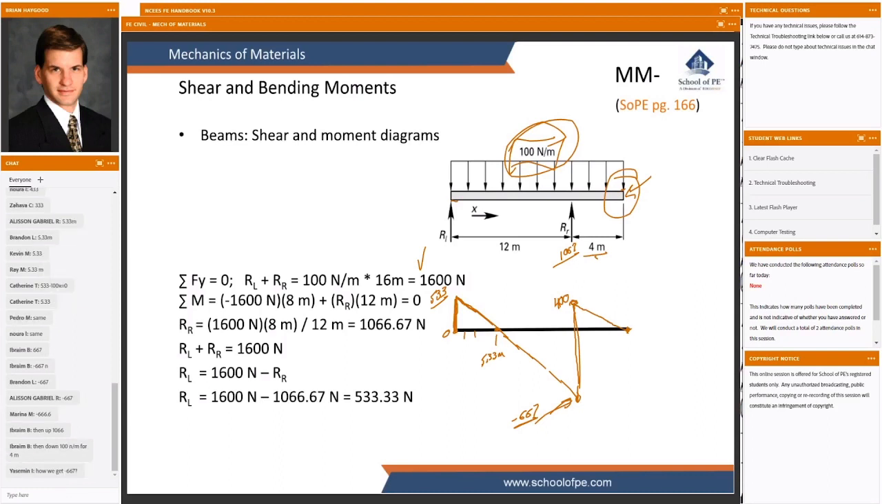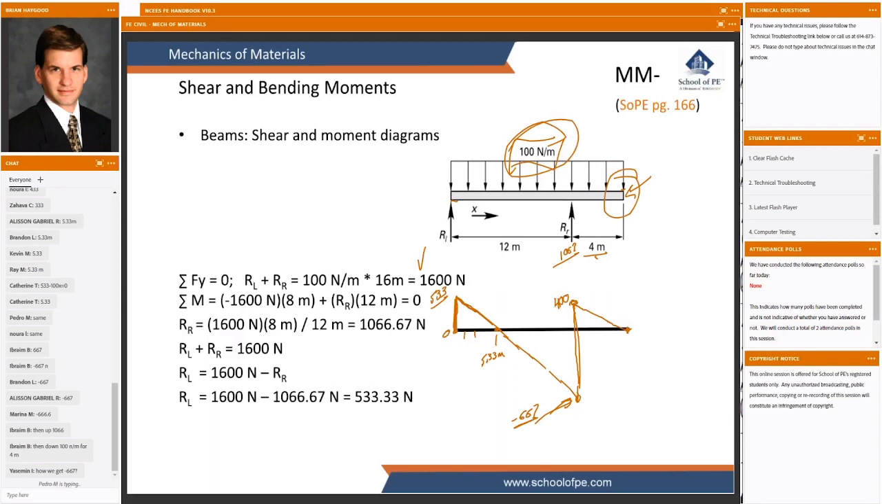What key points do we find here? Like what points look to be interesting? Well, at a distance of 0, 12, and 16, we have interesting things going on. We also have something interesting at 5.3 meters. So those are all points of interest on our shear diagram.